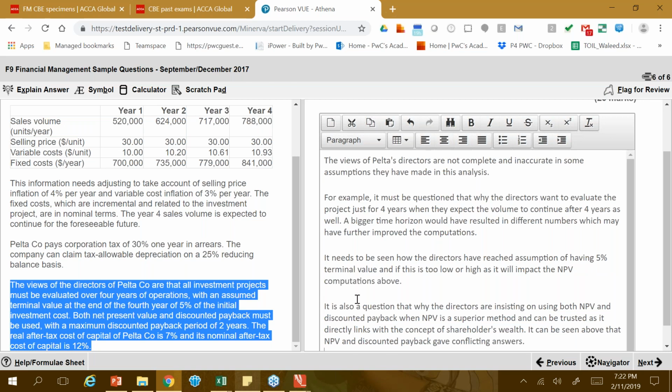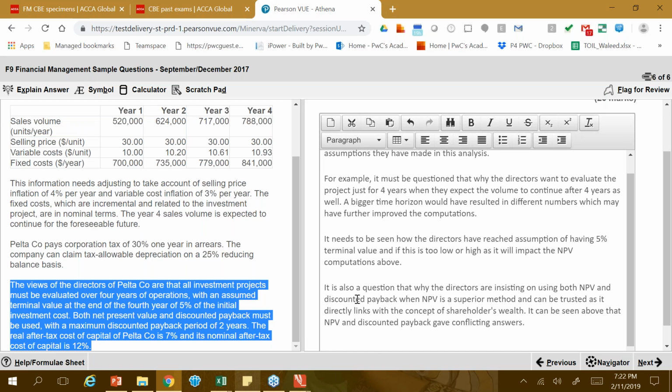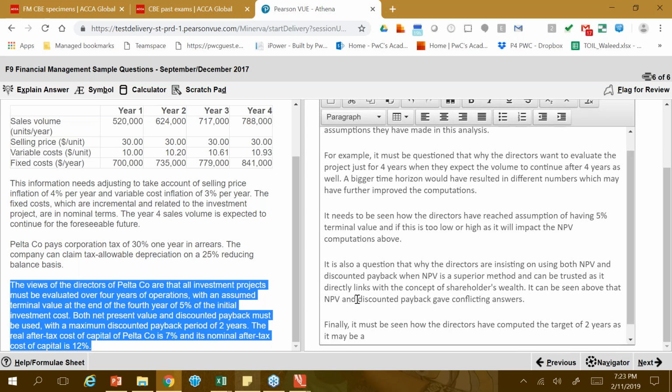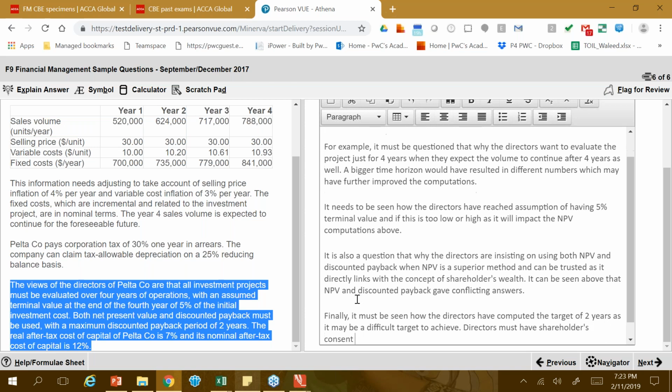Finally, it must be seen how the directors have computed the target of 2 years, as it may be a difficult target to achieve. Directors must have shareholders' consent in setting these targets.